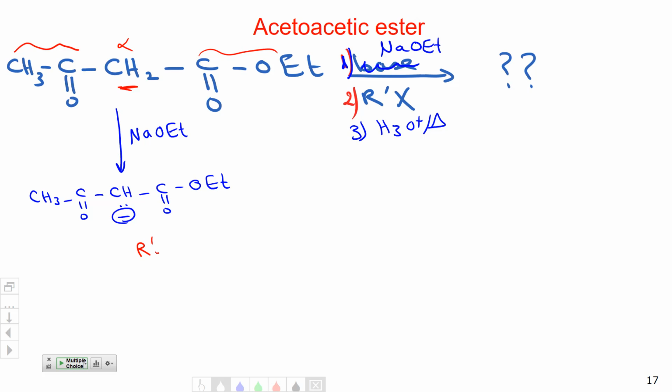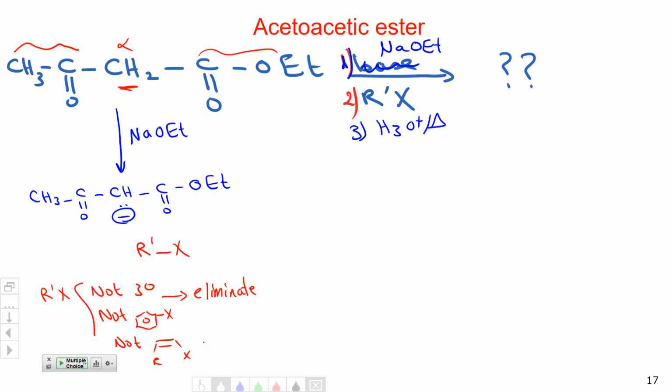R prime X, again, the R prime X, not tertiary because it will eliminate, not phenyl, and not vinyl, whether it is cyclic or open chain. So also, as predicted, the R prime is gonna end up on the alpha.